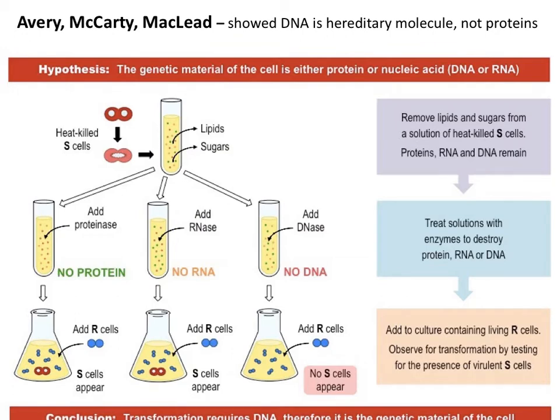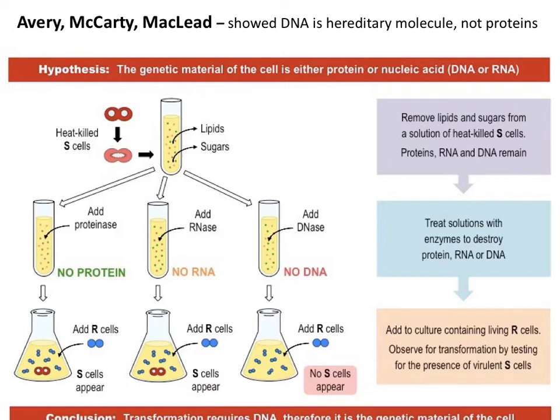So Avery, McCarty, and McLeod went off to show that the chemical molecule was actually DNA, not proteins. Remember, they thought that it was proteins because proteins are made of 20 different kinds of amino acids, thereby allowing for lots of different combinations to make the stuff of life, whereas DNA only has 4 different monomers, which are nucleotides, the different A's, T's, C's, and G's.